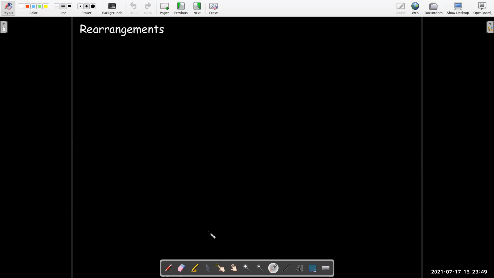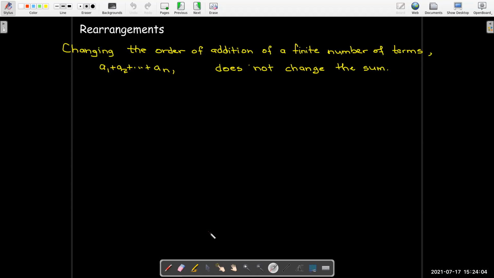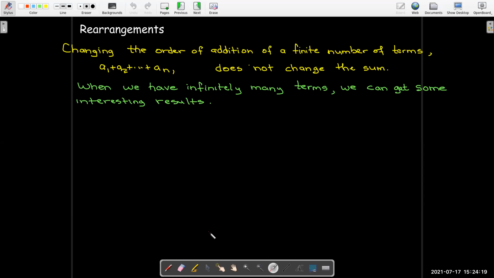Well, something that's interesting and related to conditional convergence is something we call rearrangements. Now, we learned when we first started to learn how to add that if you have a finite number of terms and you find their sum, you can put them in any order you want, and you're going to get the same sum. There's no question about it. Now, if we have infinitely many terms, we have to be a lot more careful.